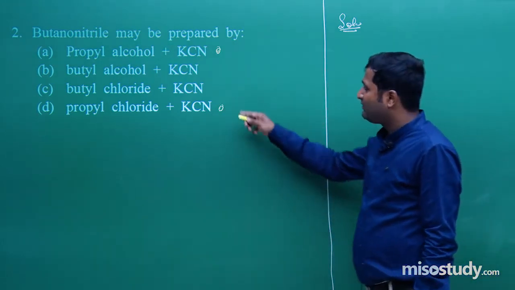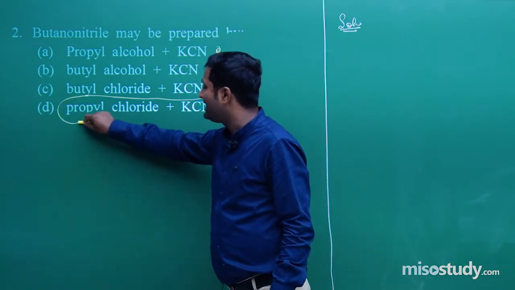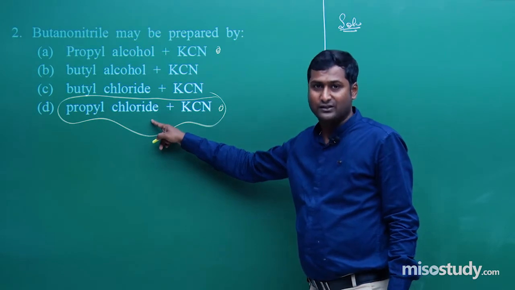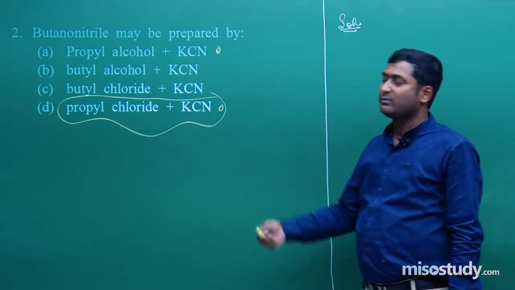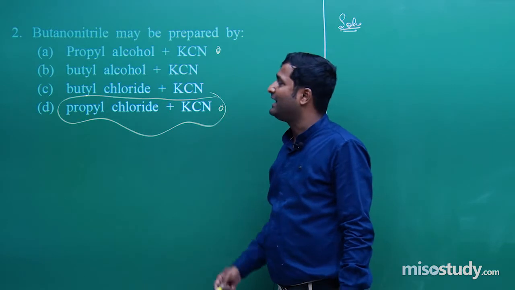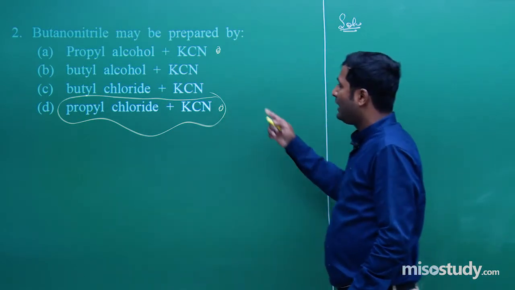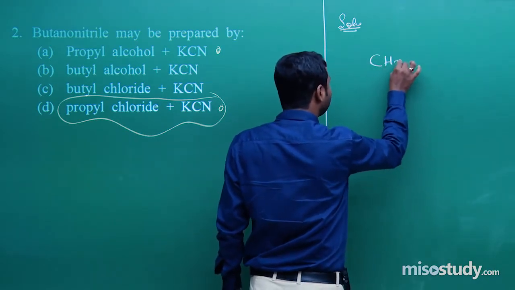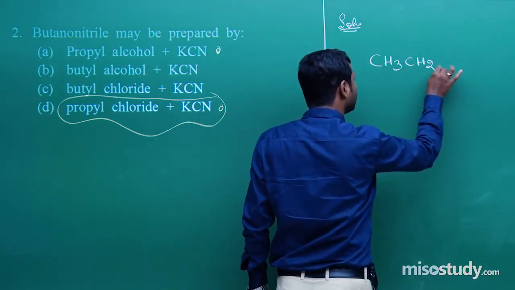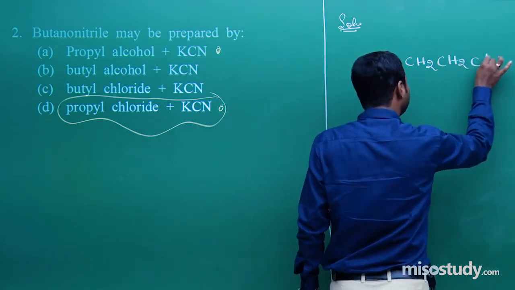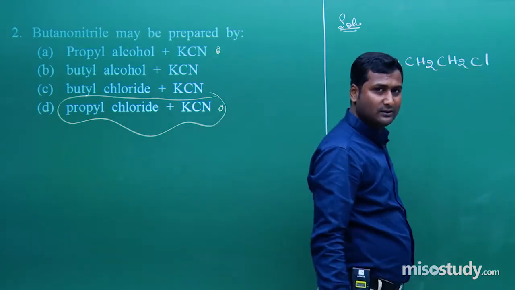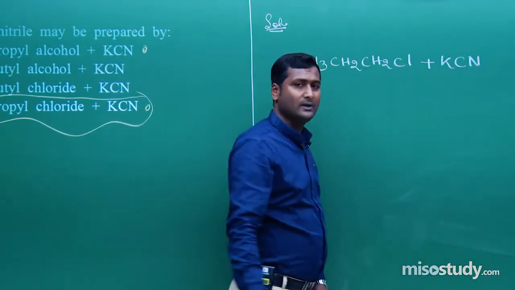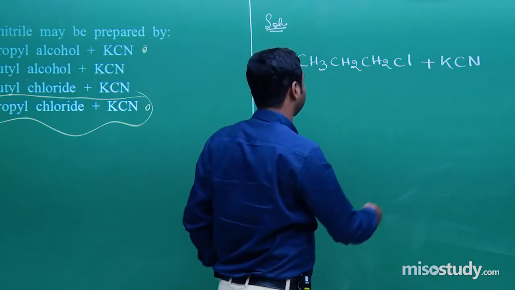As we know, if I take propyl chloride, the reaction is feasible using alkyl chloride on treatment with KCN. We can easily get butanonitrile. So among the options, D is the correct option. That is CH3CH2CH2Cl, propyl chloride, plus KCN. Am I right? Okay.